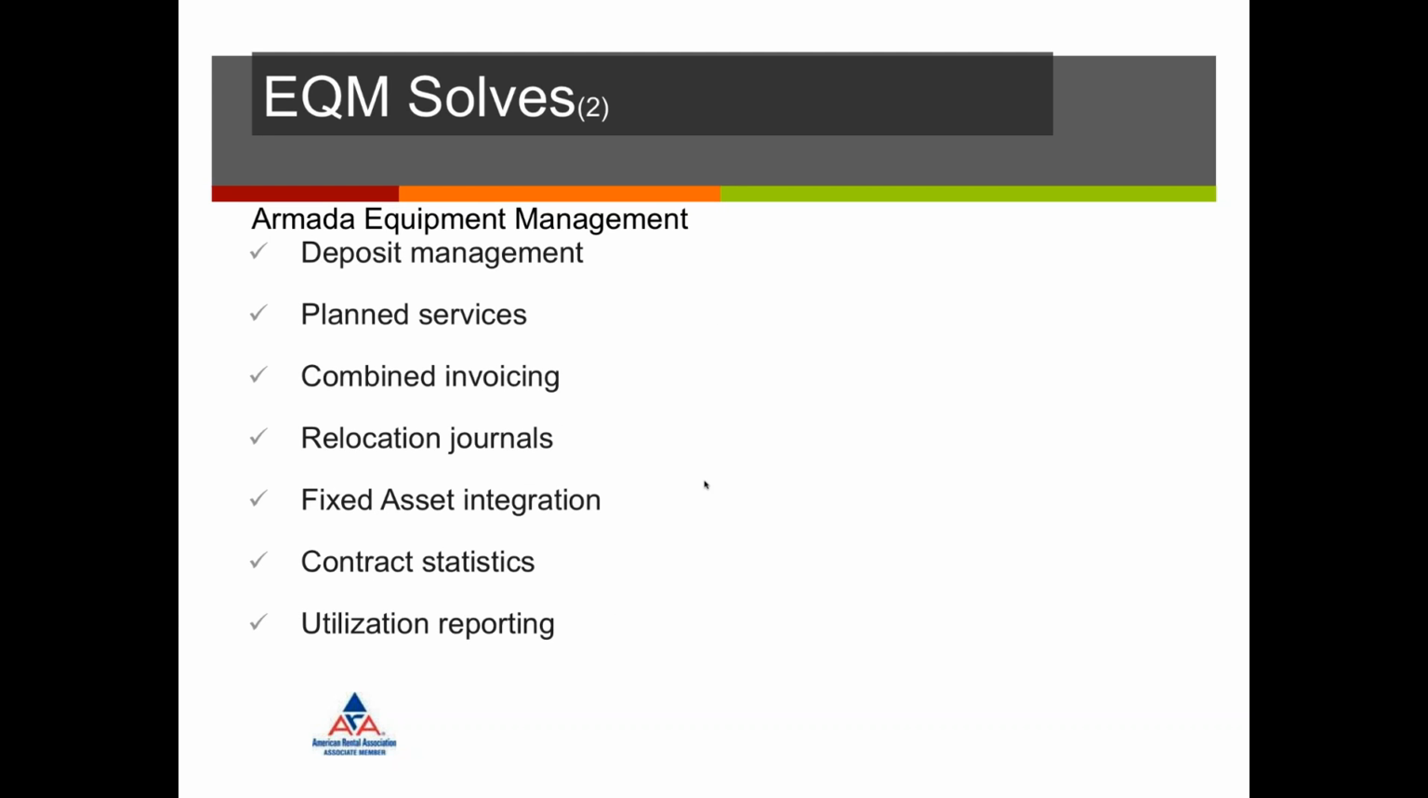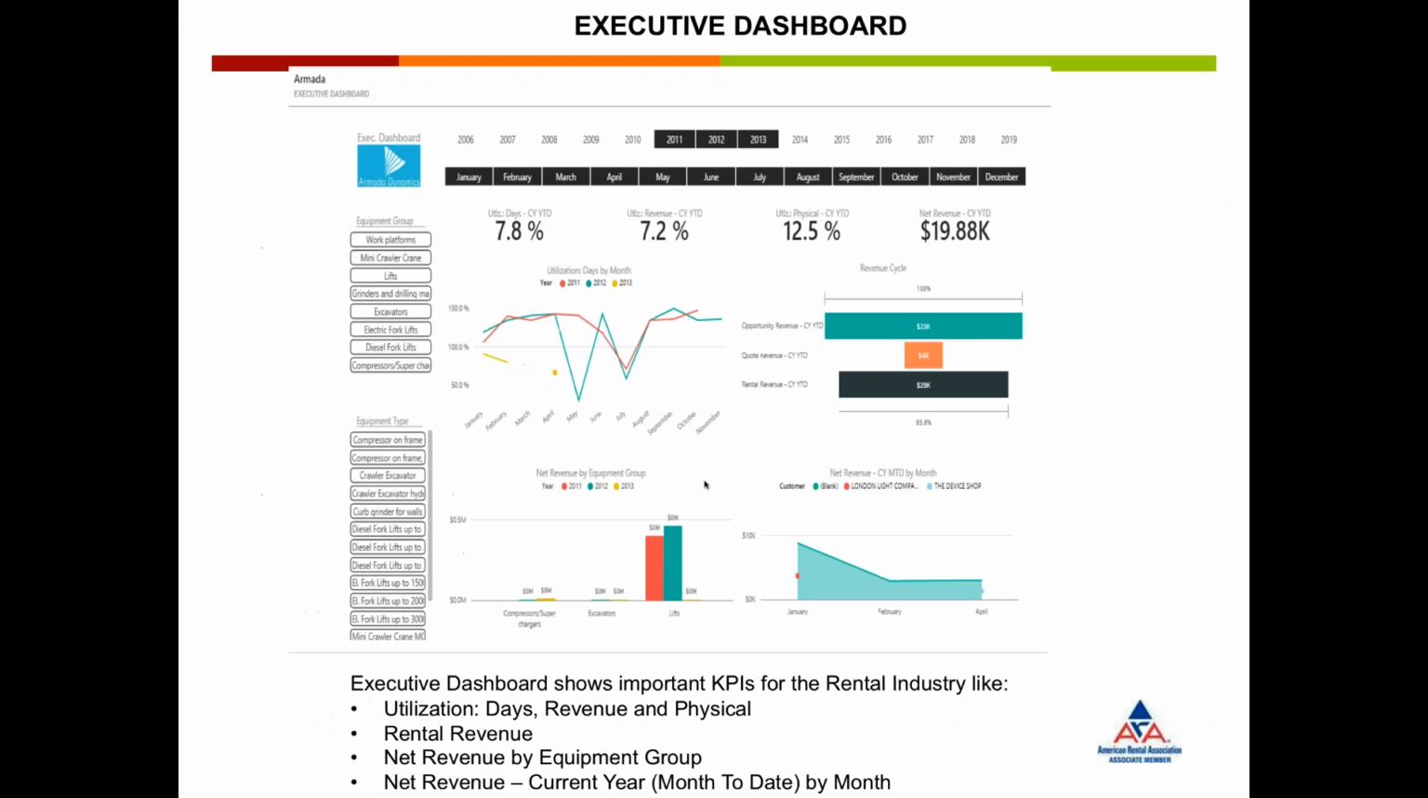We've solved that. You also can manage things like deposit management, planned services, combining invoices is really critical. Sometimes you don't want 100,000 lines printed on an invoice. Relocation journals, and then being able to track your fixed asset integration is critical. As I mentioned earlier, contracts and utilization.